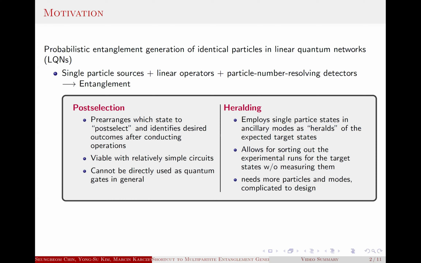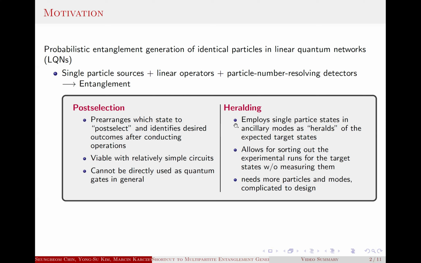The post-selected scheme prearranges which state to post-select and identifies desired outcomes after conducting operations. It is a widely used method for generating entanglement with relatively simple circuits. However, it is highly probabilistic and the successful operations can only be identified at the latest stage of the experiments. So it cannot be directly used as quantum gates in general.